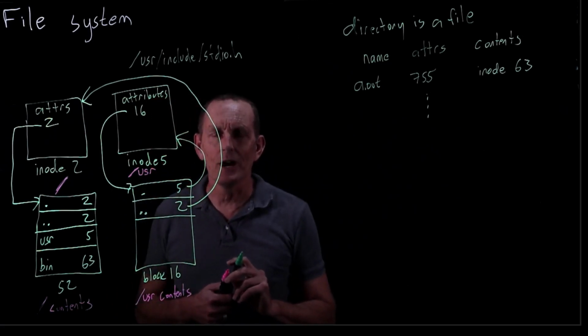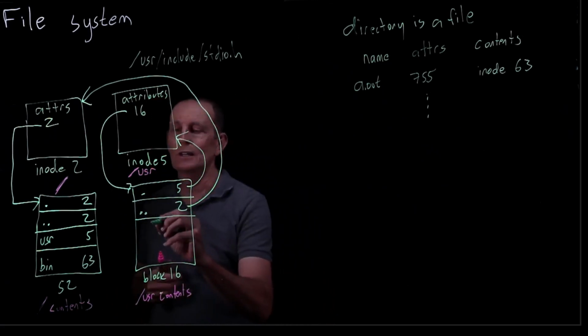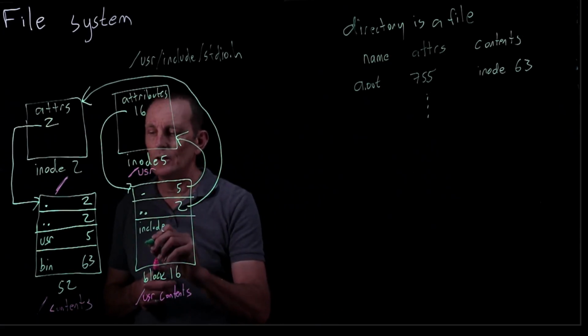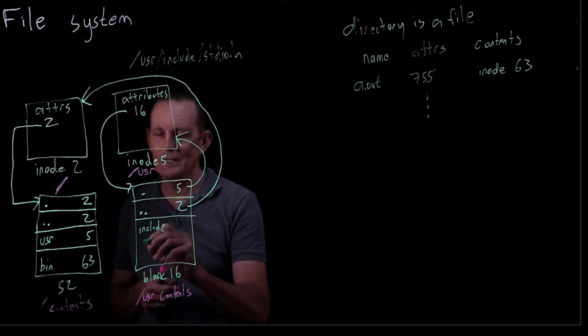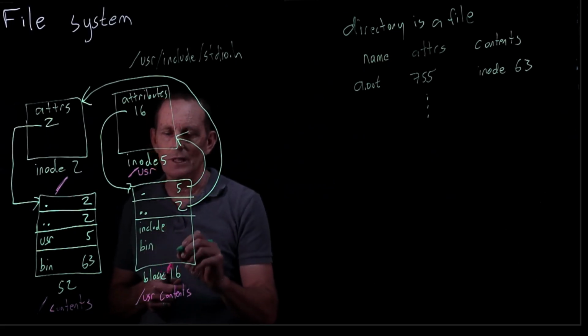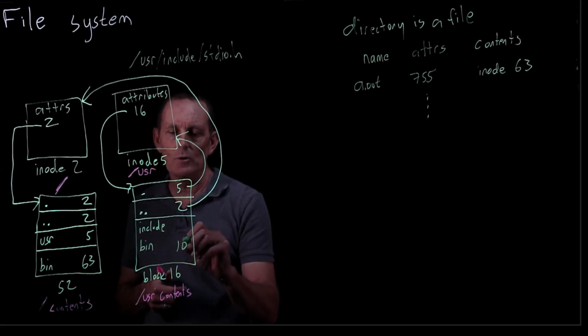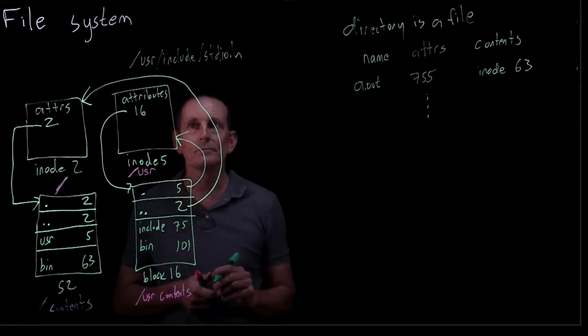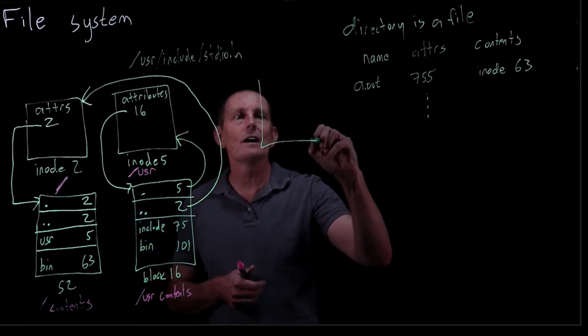And then we've got some other contents. Let's say there's include, and there's also a /usr/bin. So we'll have that one as well. So that user bin is 101 and include is 75. Let's look at inode 75.